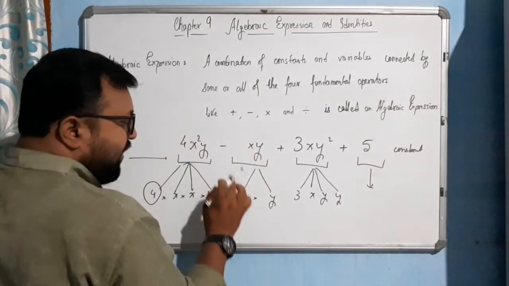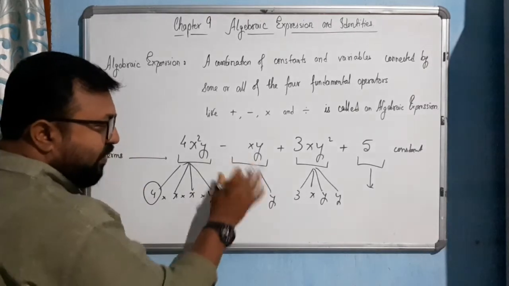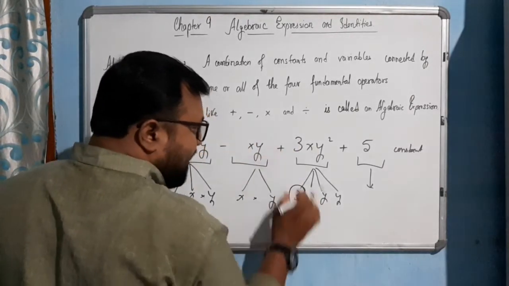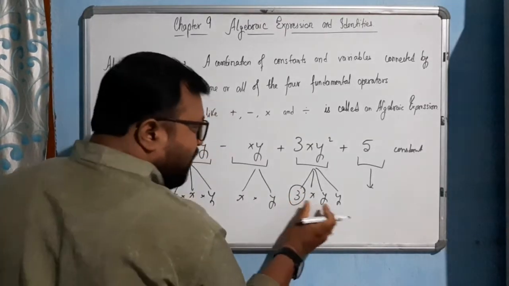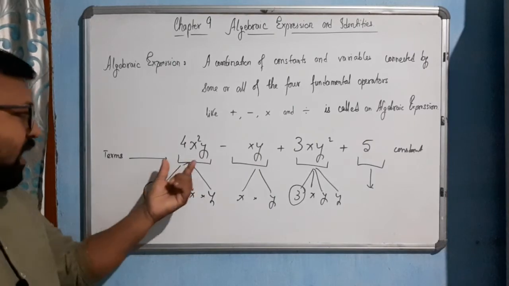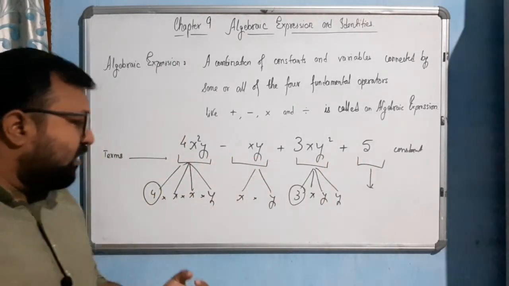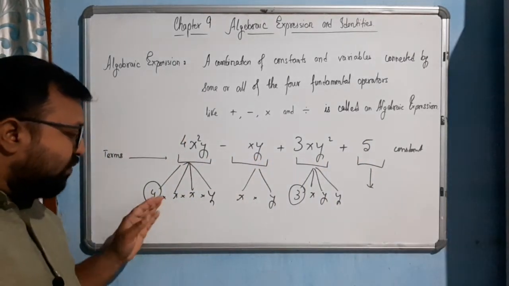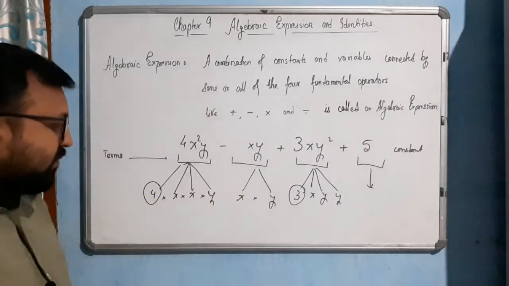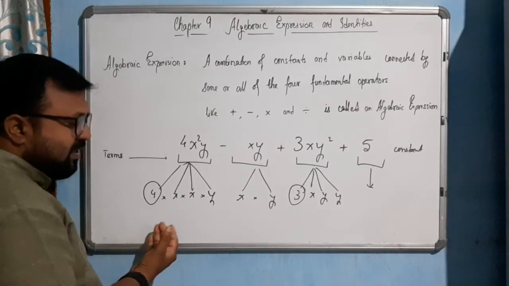Here nothing is there, which means minus 1 will be the coefficient of xy. In this case 3 is there, which means plus 3, a positive value. So 3 is the coefficient of xy square. So you got the idea about what is a term, what are factors, and what is a coefficient.